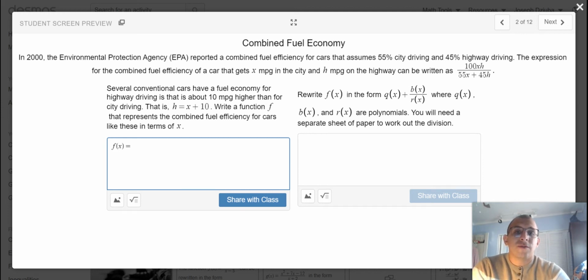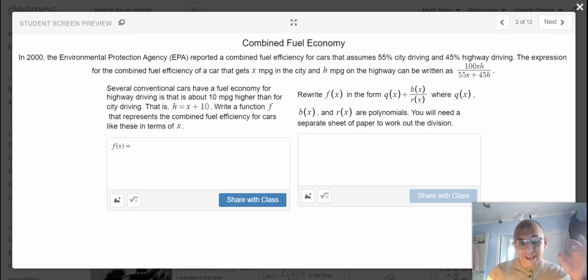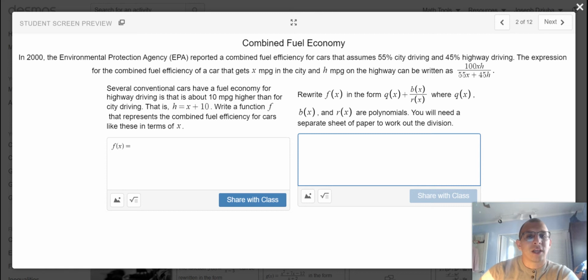So I'd like for you to write a function using this original function that represents the combined fuel efficiency for cars like these in terms of x only. So we need to make some type of substitution. That way we can perform some type of division in our second question.